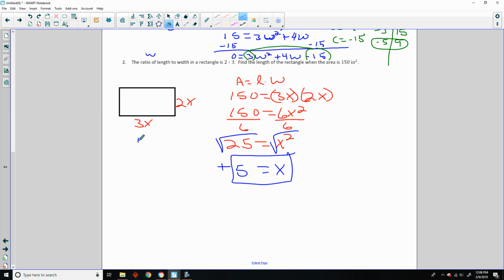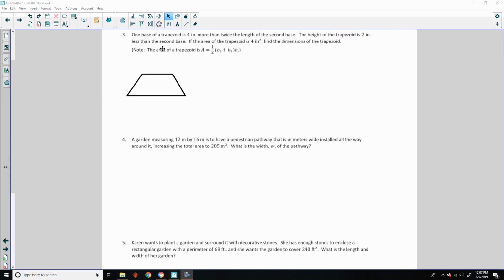5 times 3 is 15. 5 times 2 is 10. 15 times 10 is 150. It checks. Always read the question when you're done. Find the length. The length is 15 inches. Oh, I'm sorry. That's not the length. That's the width. The answer is 10 inches. Okay, number 3.